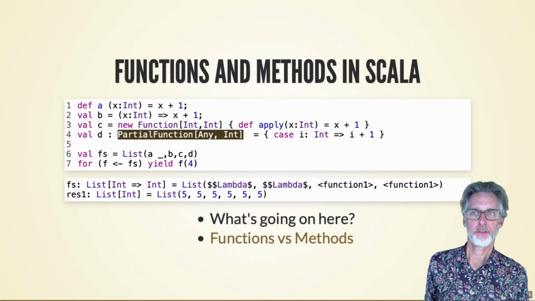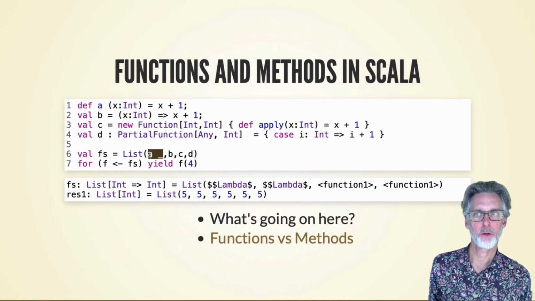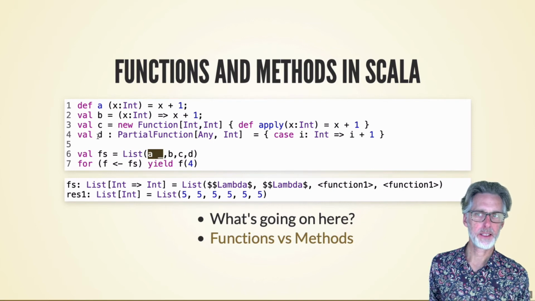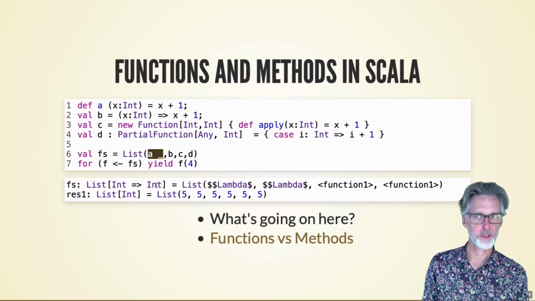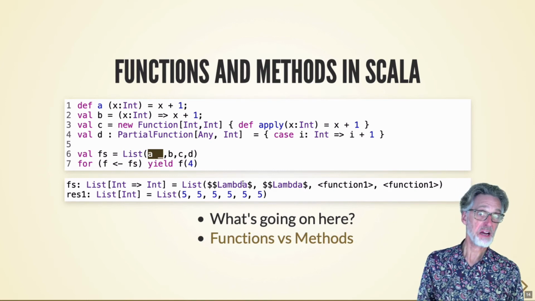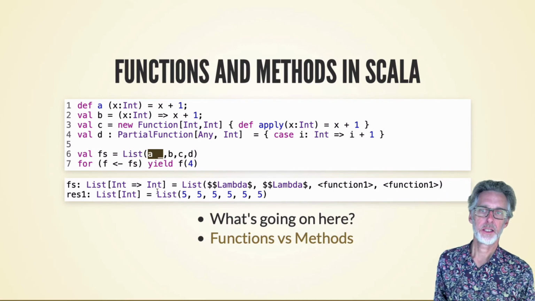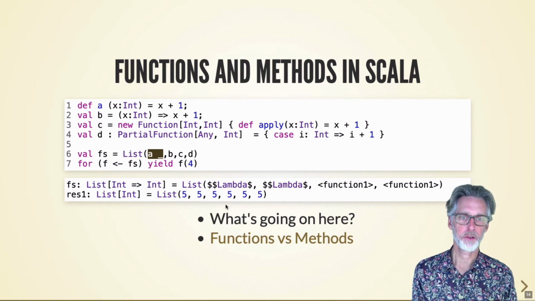Note again, I have a list here. I'm going to coerce the method A to a function, and B, C, D are already functions. I can put those into a list, and what I'll get again is a list of functions from integers to integers. Note that they're displayed slightly differently depending upon how I create them, but they have the same effect. And what this will do when I apply it to 4 is to give me 5 in every result.